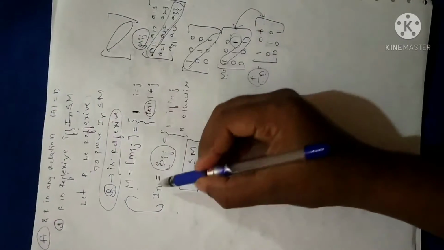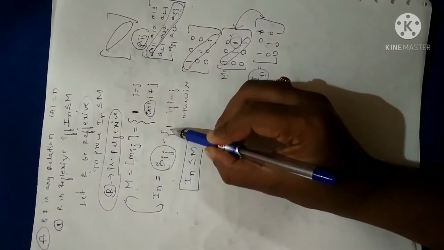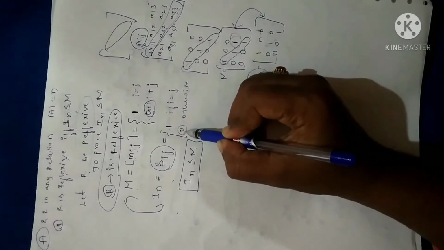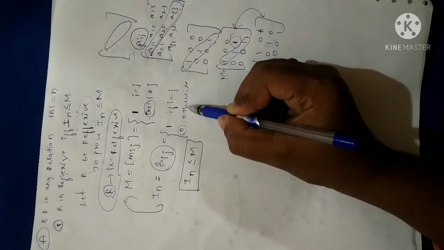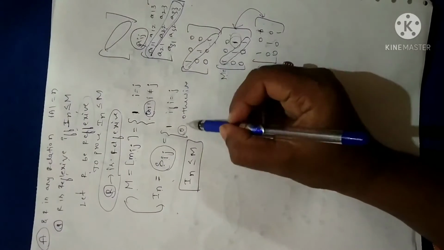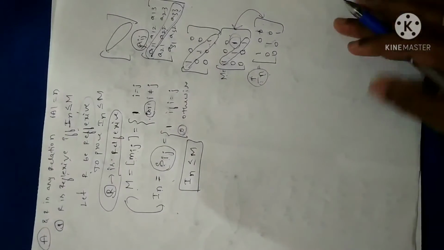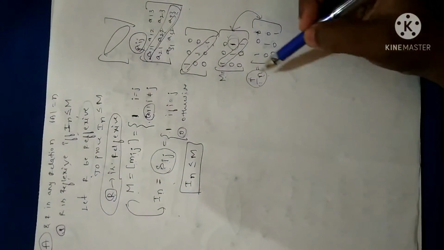Whereas In is the unit matrix, it should be equal to 1 along the principal diagonal. Moreover, all the rest of the elements should be equal to 0. Whatever the value of i or j, it will be equal to 0 only. Then only we can say it is the matrix In, what we call the unit matrix, or the identity matrix. Now I have given a counter example.